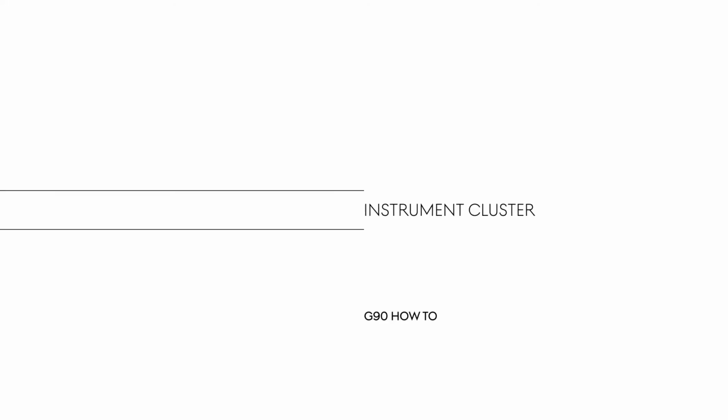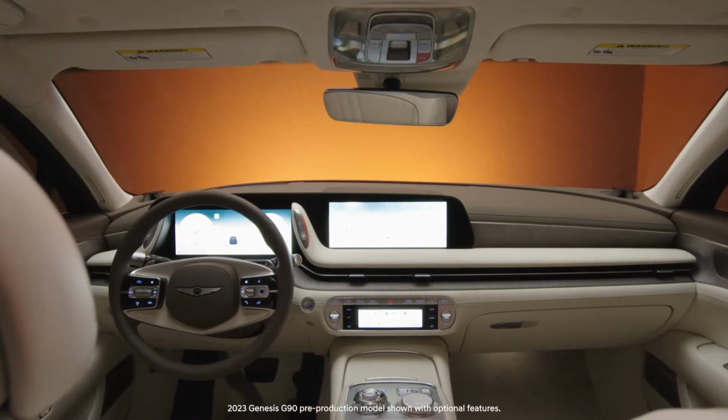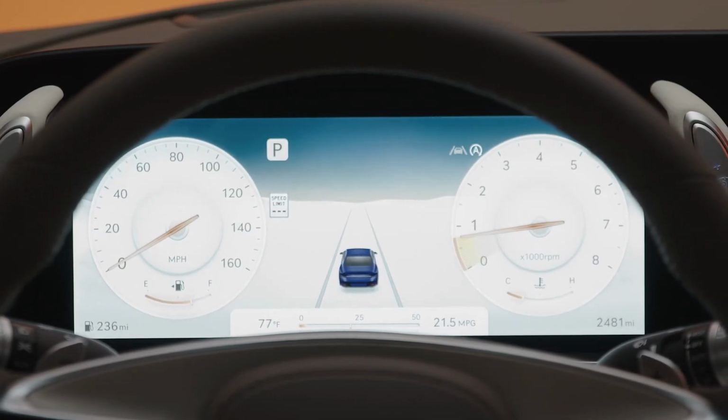This is the Genesis G90. The fully digital instrument cluster in your Genesis G90 is located right behind the steering wheel and displays important information during operation.